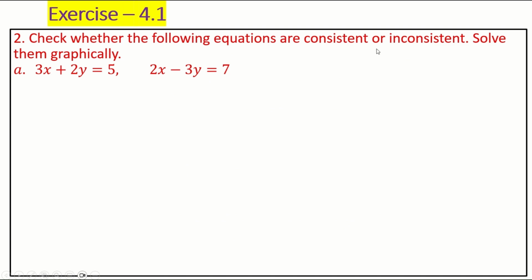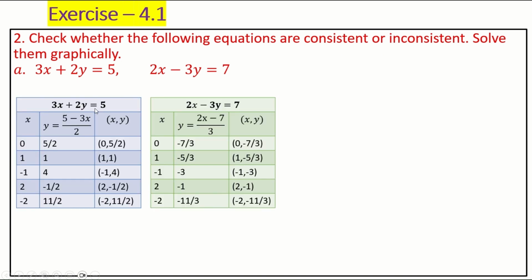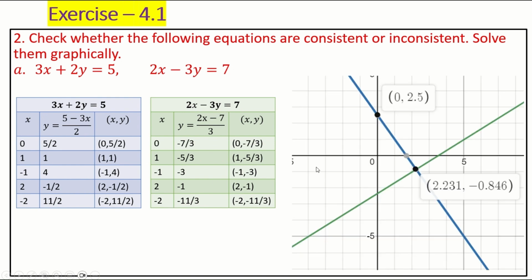Check whether following equations are consistent or inconsistent. Solve them graphically. This you need to solve graphically. So, you know how to take points for the two lines, 3x plus 2y equal to 5 and 2x minus 3y equal to 7. Take 2 points, draw the lines. Okay, then you see that they are intersecting at 2.2 comma minus 0.8. Okay, which means we need to state whether they are consistent or inconsistent. They are consistent. So the lines are consistent and intersecting.